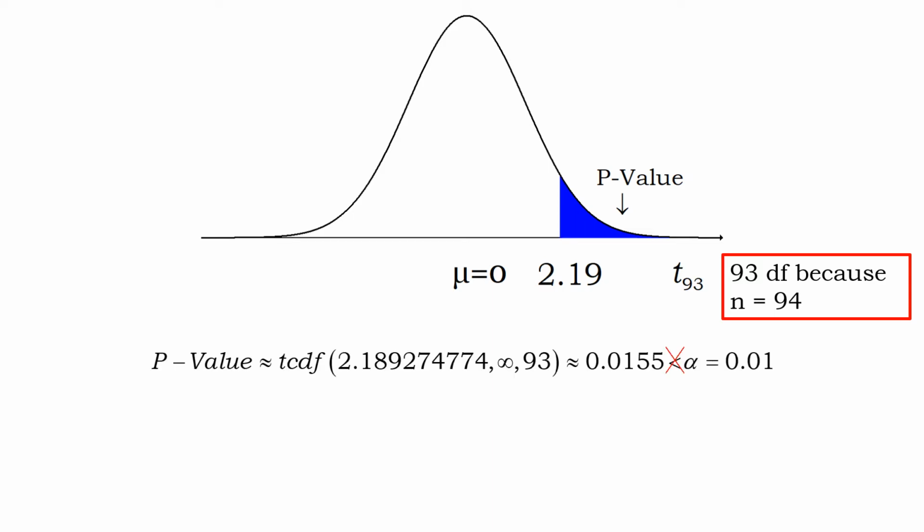So my p-value, okay, because it's based on a t-distribution, I need to find the probability that is shaded on that t-graph using the TCDF. Okay, and you notice here, I want everything to the right of my test statistic, so I'm going to start with my test statistic, and I'm not rounding it in the TCDF. I'm using the full 2.189274774 all the way up to infinity with 93 degrees of freedom. When you do that, you're going to get a value that's approximately 0.0155 for your p-value.